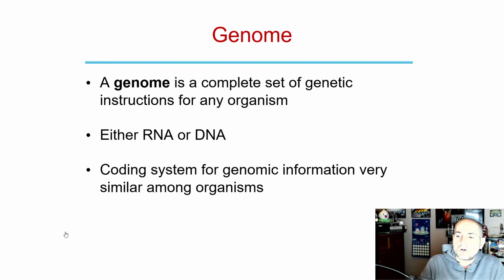But so you have 46 chromosomes, and all of those chromosomes together constitute what? Your genome. You remember that term, genome? Well, the genome is all of your chromosomes. All of your genomic DNA is your genome, okay? And here it says it can either be RNA or DNA. Now, this is a little bit misleading.